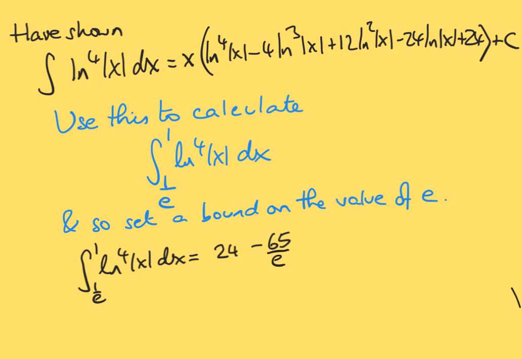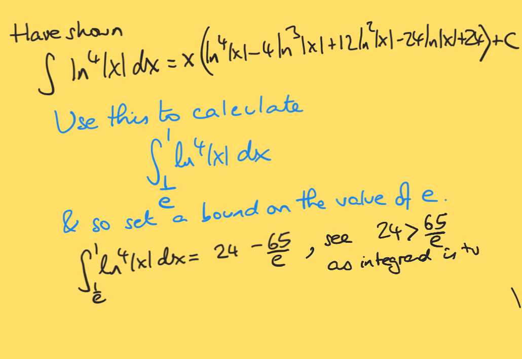Now, what does this tell us about e? If we look at the integral, the integrand is a logarithm to the power of 4, and we're integrating from a smaller number to a larger number, so we're integrating going to the right. This must be positive. So we see that 24 must be greater than 65 over e, as the integrand is positive.